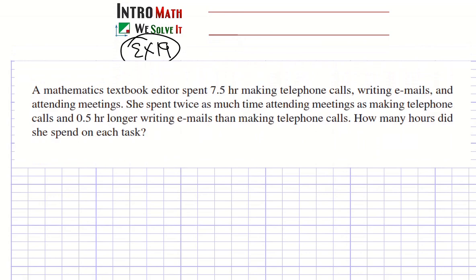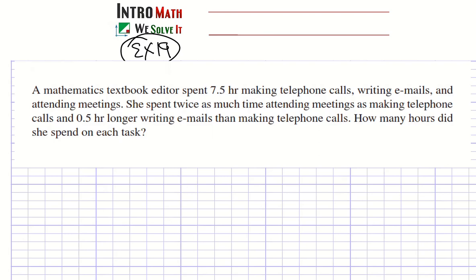What does that say? It says a mathematics textbook editor spent 7.5 hours making telephone calls, writing emails, and attending meetings. See, he's doing three things: phone calls, emails, and meetings, right?